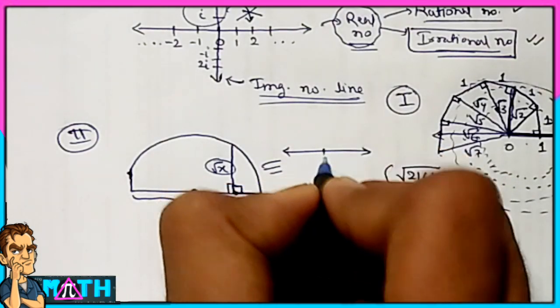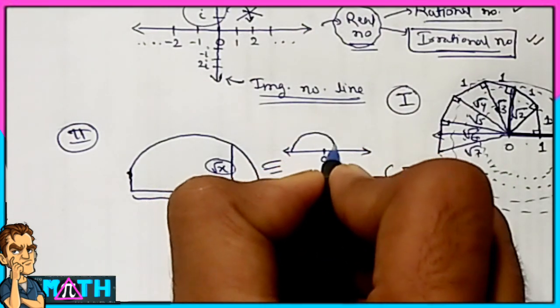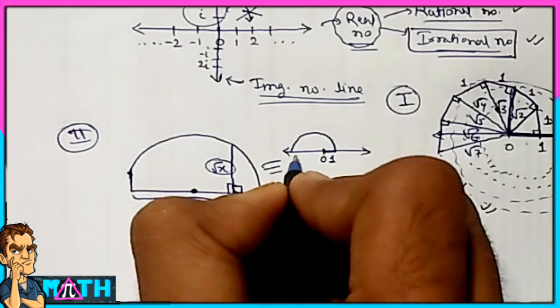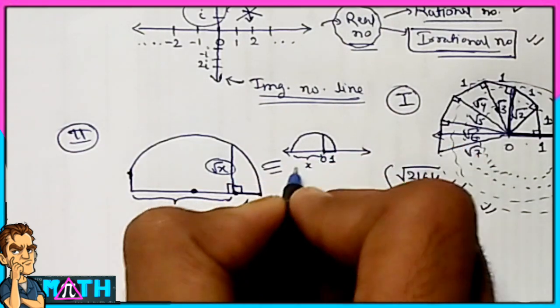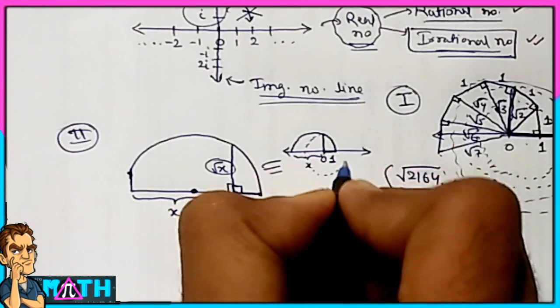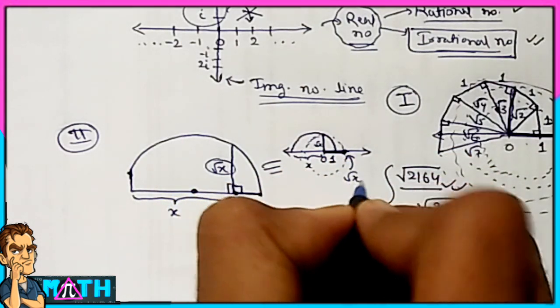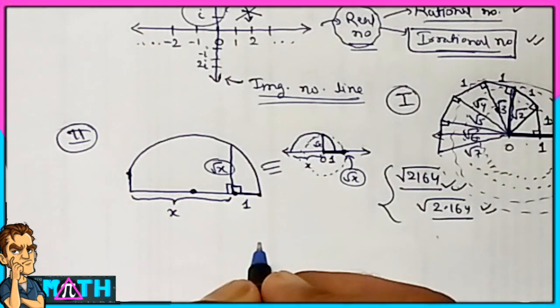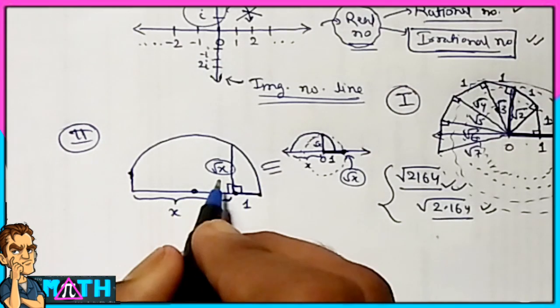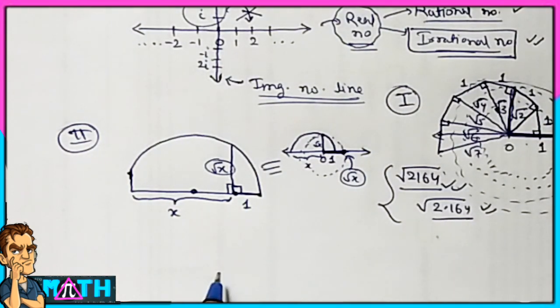For that, consider a number line. This is 0, and draw a semicircle like this. This is 1 unit, this is x, and this perpendicular length becomes root of x. So draw a circle like this, and this is root of x, so this length also becomes root of x. And likewise you can plot any irrational number on the number line. Now let us prove why this is root of x.